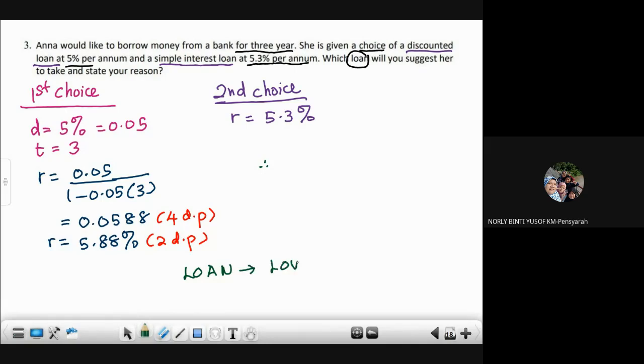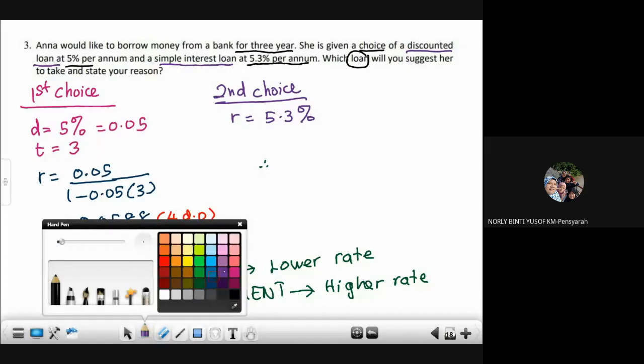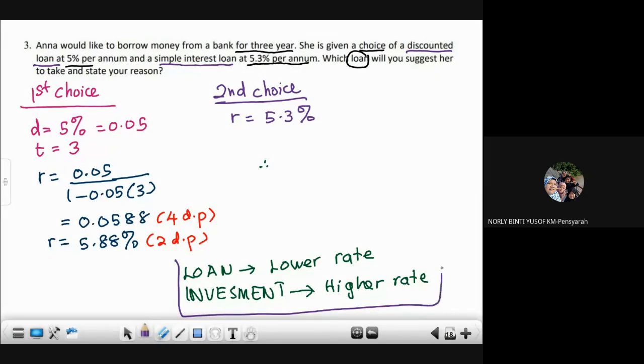So kalau loan, kita ambil yang best choice lah, lower rate. Tapi kalau investment, kita akan ambil higher rate. Itu selalu kalau soalan suruh compare which one is better choice. Tapi soalan ni loan kan? So kita akan ambil lower rate. So yang lower rate adalah second choice.